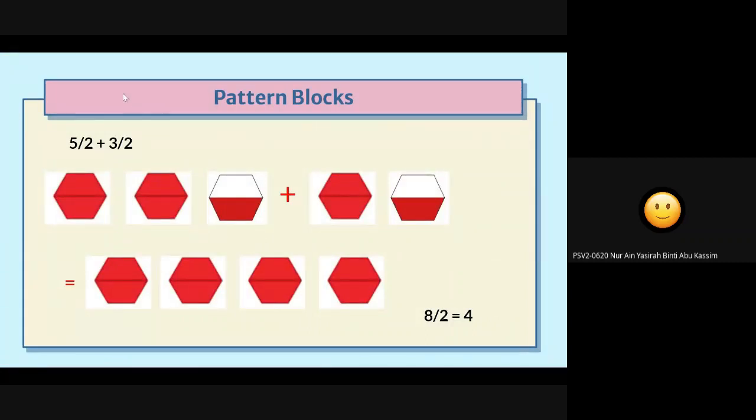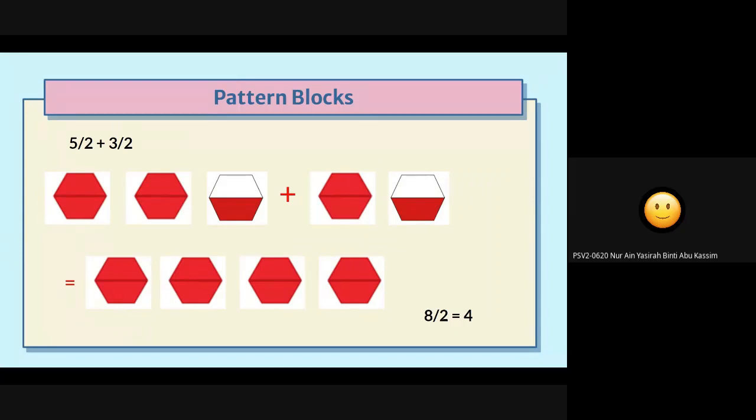Okay, for the example, the question is 5/2 plus 3/2. 5/2 plus 3/2 is an improper fraction, where the numerator is greater than the denominator. So I use the hexagon that is equivalent to 2 parts, and we shade 5 parts for 5/2. 2 means the parts of the hexagon. So 5/2 plus 3/2, I need two hexagons to shade 3 parts for 3/2.